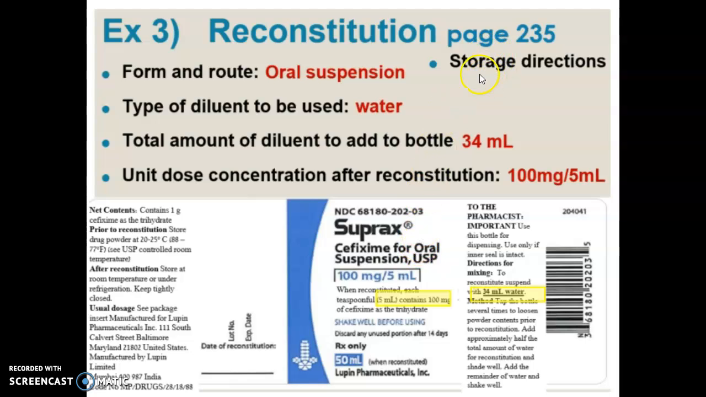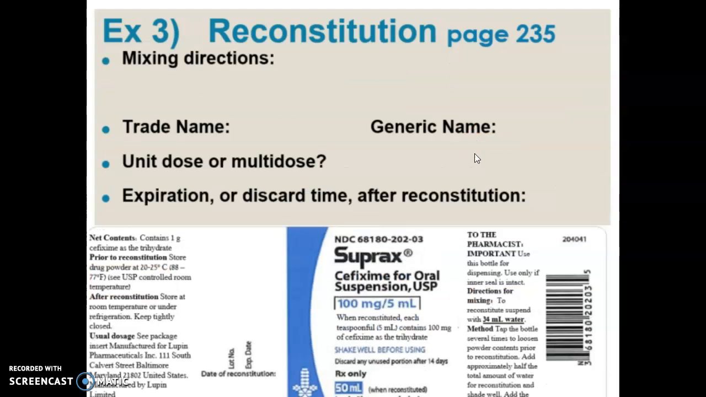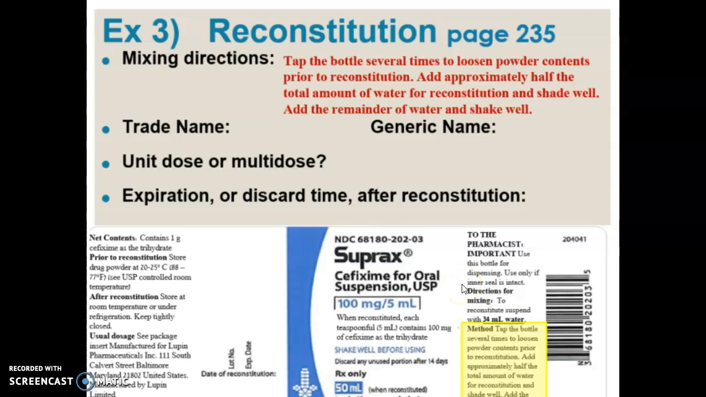Storage directions. So after it's been reconstituted, it says to store at room temperature or under refrigeration and to keep tightly closed. Alright. Next page of Suprax asks for your mixing directions. That's all this method stuff. Tap the bottle several times to loosen the powder contents prior to reconstitution. Add approximately half the total amount of water for reconstitution and shake well. Add the remainder of the water and shake well.